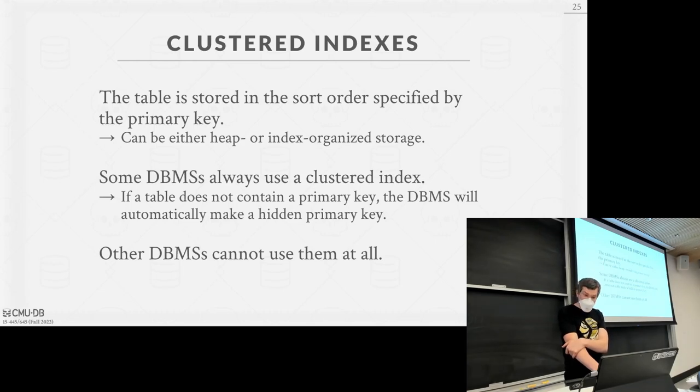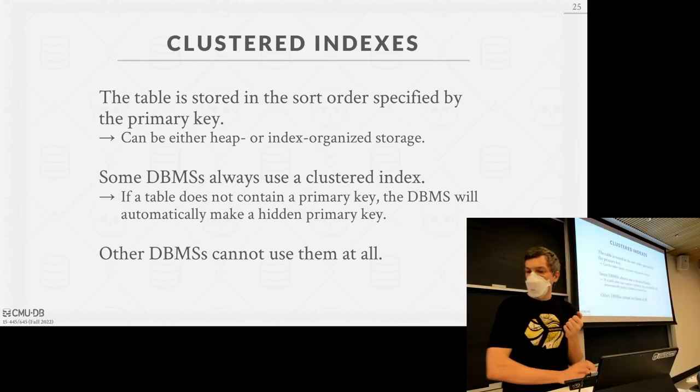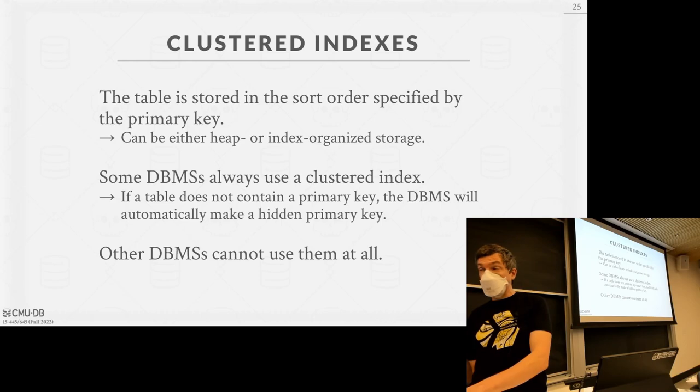So some data systems support indexes that aren't the primary key. Yeah, they're secondary indexes. But are they sorted based on that? Are the tuples sorted based on that?